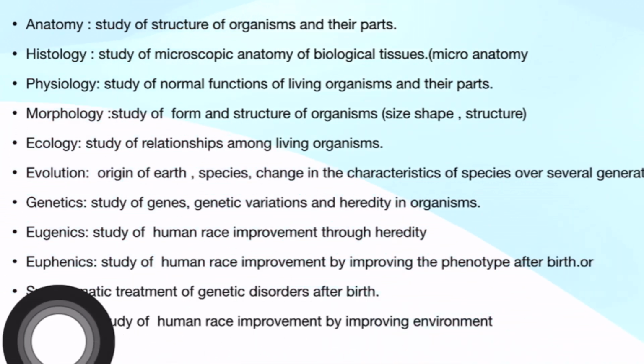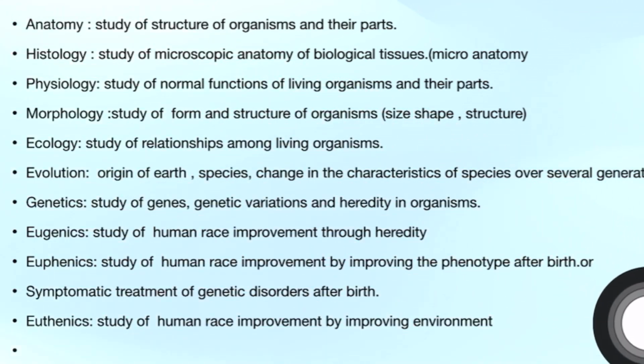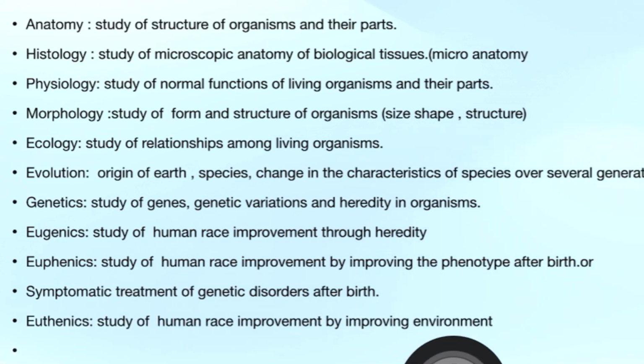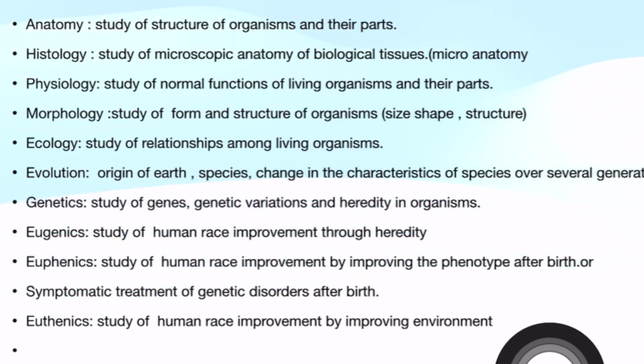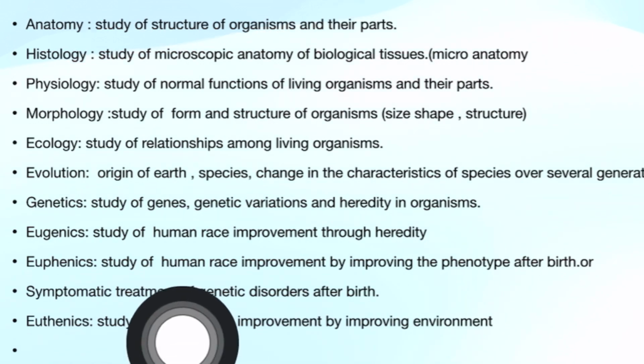Okay. Next, euthenics. Euthenics is the study of human race improvement by improving the environment. These three are very important: eugenics, euphenics and euthenics. Euthenics means betterment of the human race by improving the surrounding environment, by providing fresh air, good quality drinking water, and good environmental and health conditions. Governments can implement health improvement programs like vaccination, so that the human race will be improved. This is euthenics.